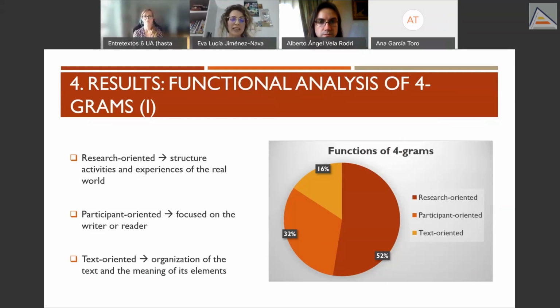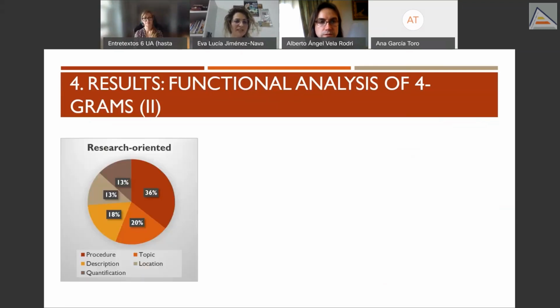As you can see now in the diagram, research-oriented 4 grams were the most common ones. They occupied more than half of the total, 52%, and they were followed by participant-oriented 4 grams with 32% of the representation. Finally, text-oriented 4 grams were not very common, and they occupied just 16% of the total. Let's focus on each of these topics.